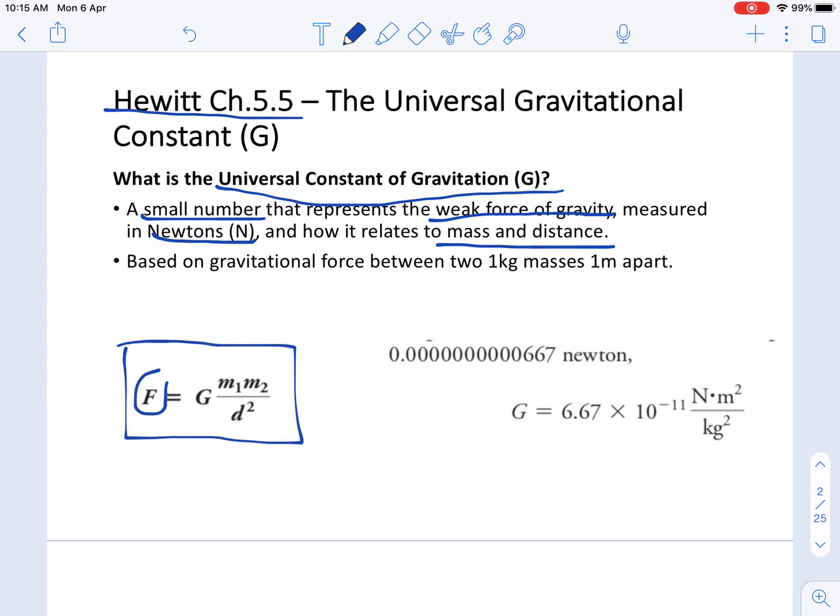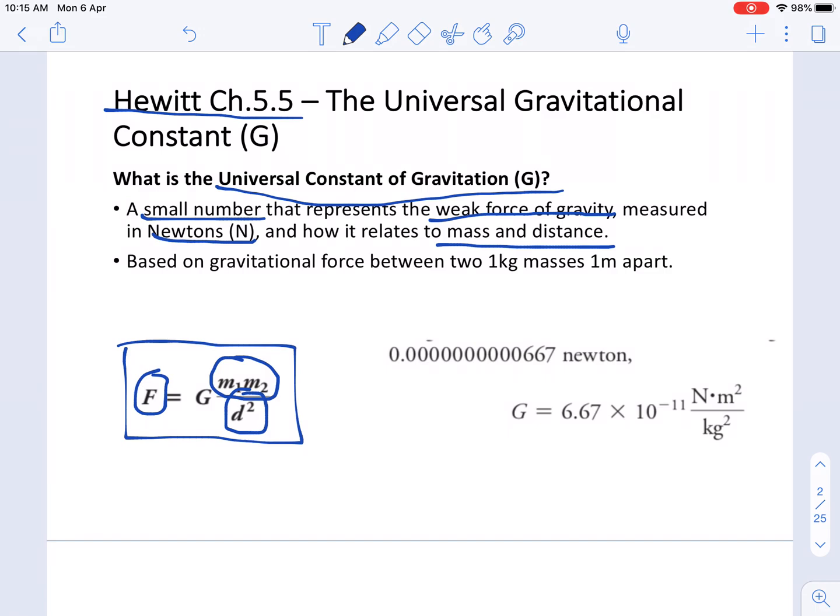Here's your gravitational force. We can see that it is directly proportional to mass, right? The larger the mass is, the more gravitational force, right? Earth exerts a lot of force on us because Earth is very massive. But it's inversely proportional to distance, right? The farther away you get from an object, the less gravitational force you're going to feel from it. The farther away you get from Earth, the less gravitational force you feel from Earth.